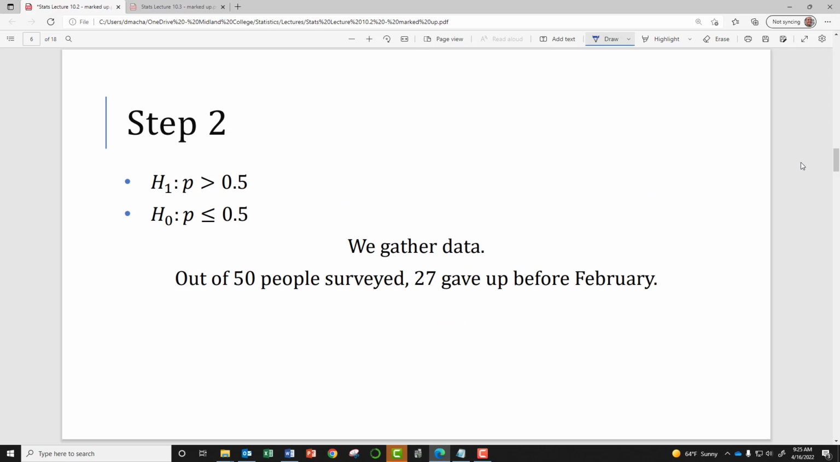Now in step 2, we gather data, and let's say after gathering my data, I survey 50 people and 27 of them gave up before February. So I can calculate a sample proportion, which is going to be x over n. In our case, that's 27 over 50, which is going to be 0.54.